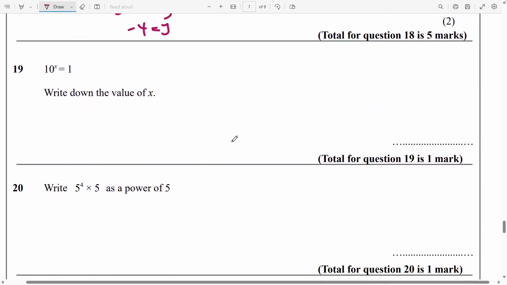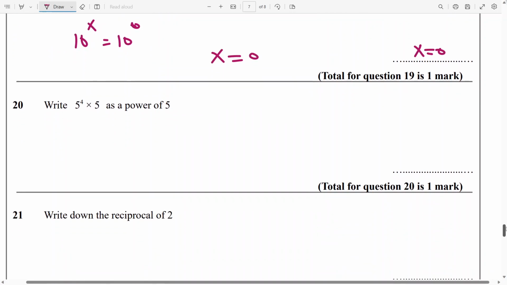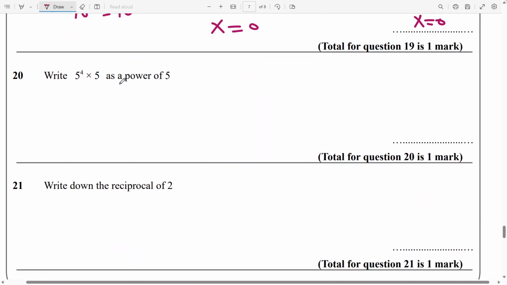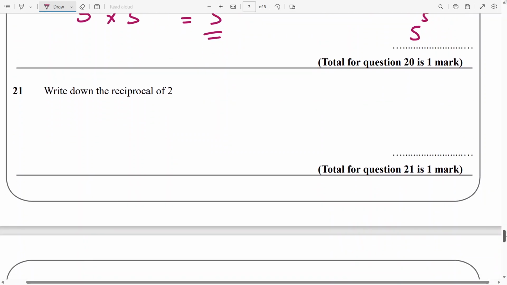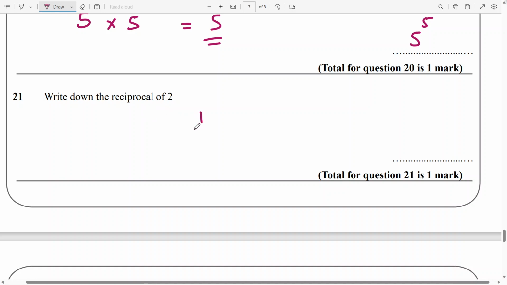And number 19, so we need to work out the value of x. Well, I know 1 can be written as 10 to the power of 0. So the bases are the same, so x is definitely going to be 0. And we need to write this as a power of 5. So we know this is 5 to the power of 4, and 5 is 5 to the power of 1. And again, if you're multiplying this, take one of the base and add the power. So the answer is going to be 5 to the power of 5. And 21, well, the reciprocal of 2, that's 1 over 2.